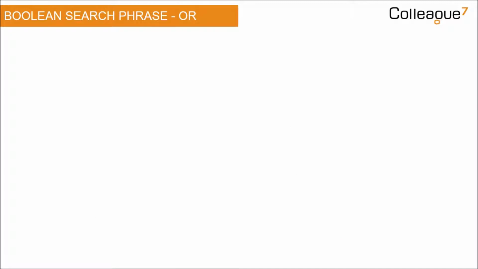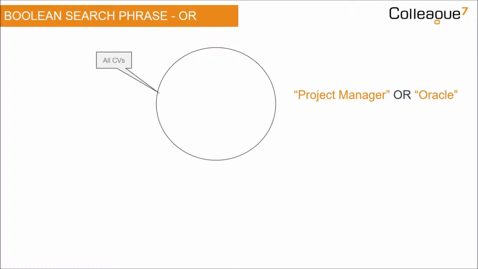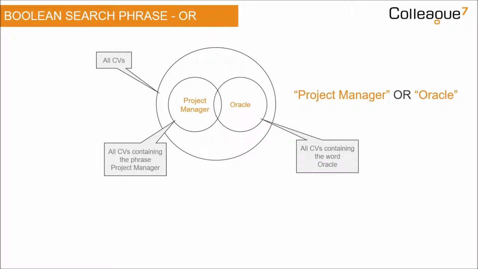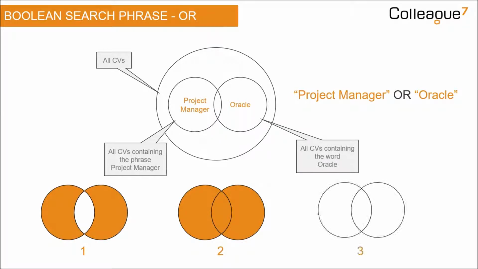So in our next slide we're going to be looking at OR logic, and in this instance the example is project manager or Oracle. And again we're going to be searching all CVs. Some of those CVs are going to contain project manager, some are going to contain Oracle, and what needs to be understood is in this scenario the CVs that we're going to be retained will be CVs highlighted against option 2 here. So it's all CVs. Whether or not they have project manager or Oracle or both, they will all be retained.